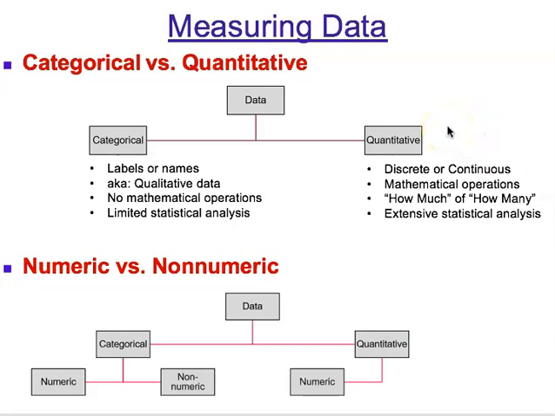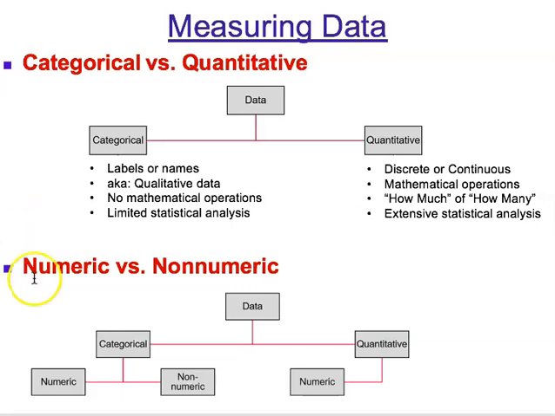When we're dealing with quantitative data, whether it's discrete or continuous, we're better positioned to do mathematical operations. So this provides extensive statistical analysis. The questions that come up with quantitative data are how much of something or how many of something. So it's very useful. And we'll find in some cases, we may actually take categorical data like boy, girl, and turn it into quantitative data by assigning values like 0 for boy and 1 for girl, things like that.